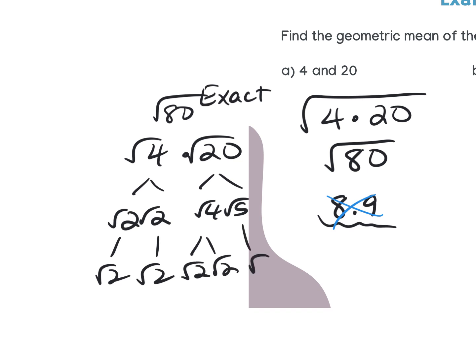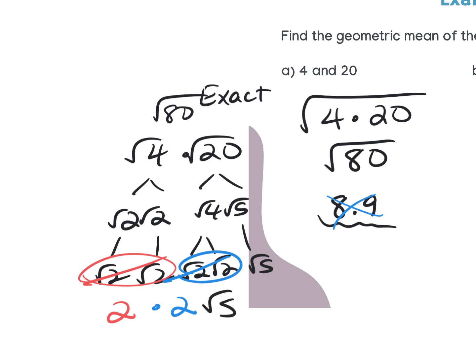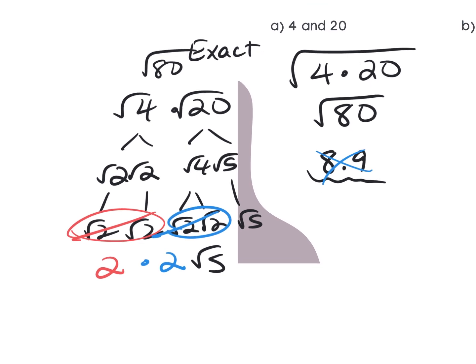And then you're going to go back and look for pairs. I have a pair of 2s, a 2 comes out. Another pair of 2s, another 2 comes out. This poor 5 doesn't have a pair, so he stays underneath. So in simplest radical form, the geometric mean is going to be 4 square root 5. Do not tell me it's the decimal rounded to the tenths place. Now, that's why it's easier probably to just leave it unmultiplied and do the factor tree.